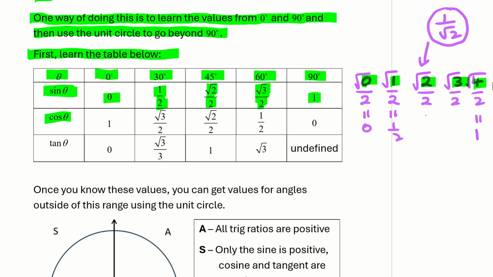And then if you look at the cosine values, they're just in reverse order. So you've got the 1 at this end, then root 3 over 2, root 2 over 2, a half, and 0. The tan is always sine divided by cos, so 0 divided by 1 is 0. But you probably just need to remember these. Root 3 over 3, you'll also see that written as 1 over root 3. Tan of 45 degrees is 1, tan of 60 is root 3, and undefined for 90 degrees, you can't have the tangent of 90 degrees.